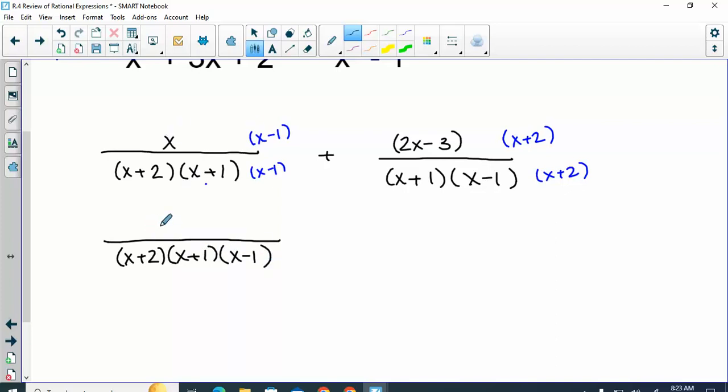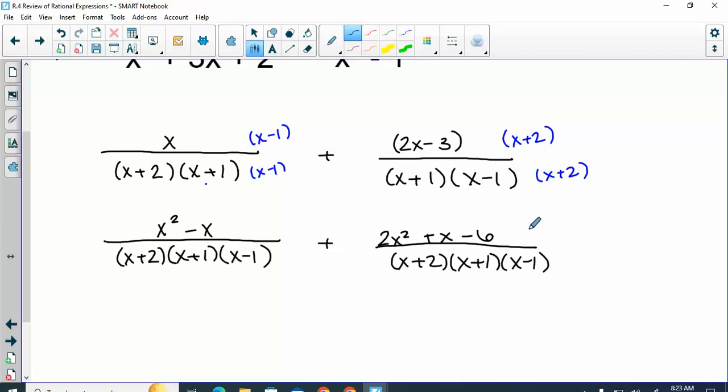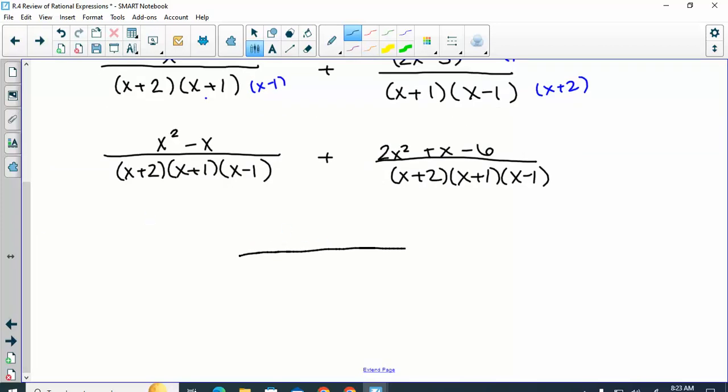So if we distribute on the top, we get x squared minus x. This one we have to FOIL, so we get 2x squared plus 4x and minus 3x is plus x minus 6. Are you okay to this point? Now the denominators match, so we can put this together.